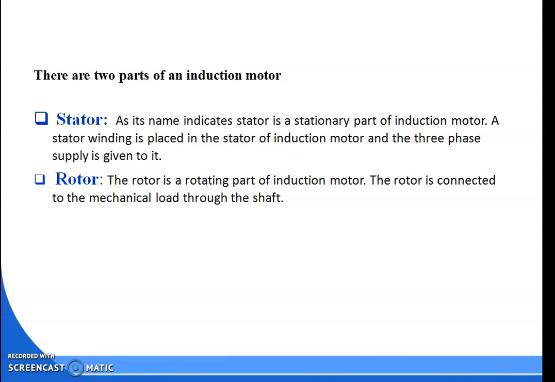Why is it connected to the mechanical load? What do you mean by mechanical load? Moving load, which can move, which is supposed to rotate. So, through this shaft, the rotor is connected to the load, which is mechanical in nature, so that after moving of the rotor, this mechanical output will help the mechanical load to rotate.